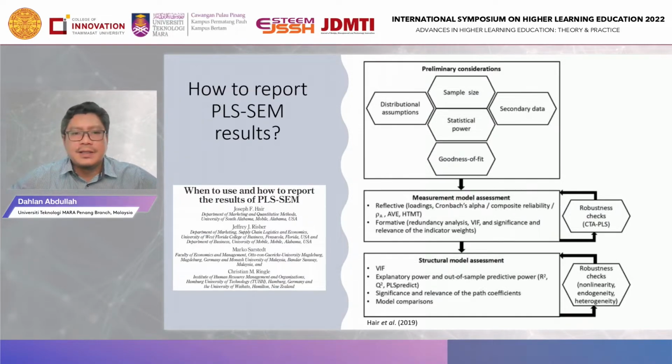And then from the figure here, you can see whenever we want to use PLSM, first of all, we need to consider why PLSM is considered suitable or appropriate for our data analysis. It can be because of sample size, statistical power, the goodness of fit, distribution assumption, and the secondary data if we use it. And then to analyze it, we have a two-stage approach. The first one, we call it measurement model assessment, and the second one, we call it structural model assessment.